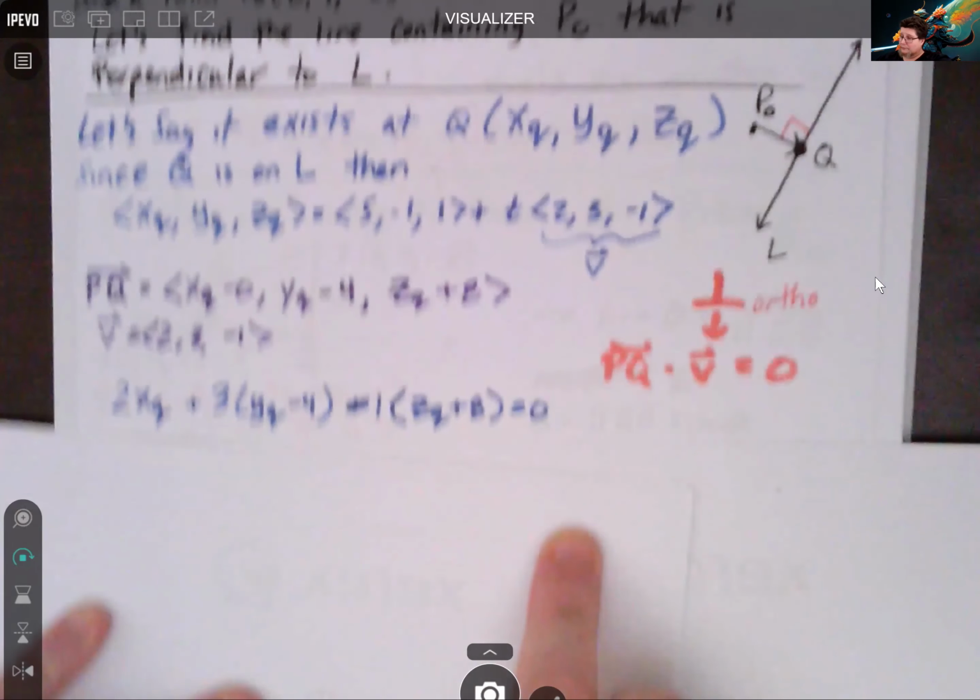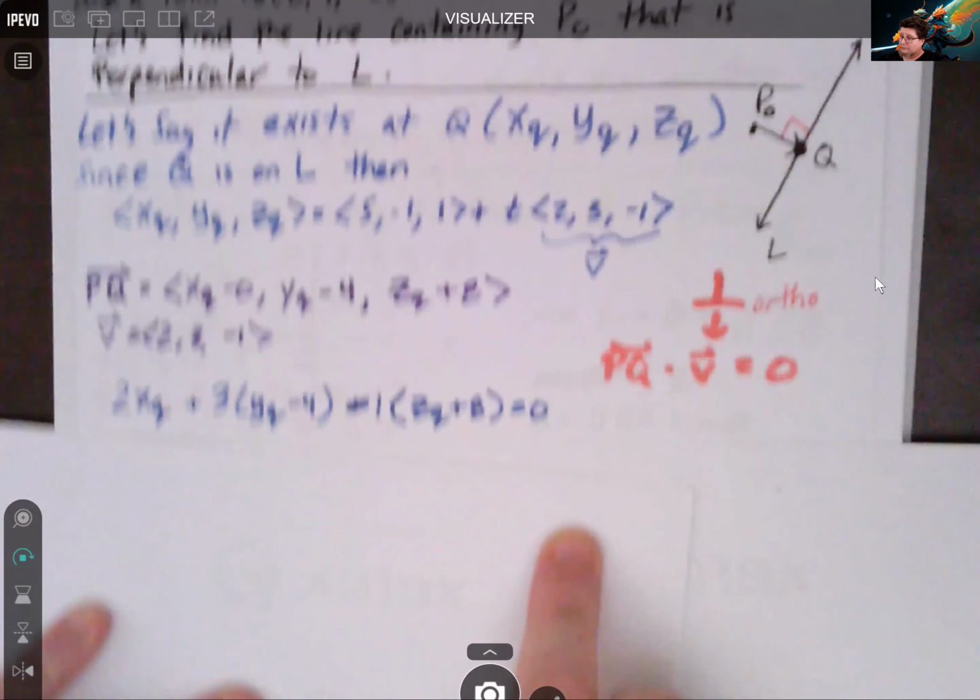So those are our 2 points now. We've got 0, 4, and -8 for P, and then Q is 7, 2, and 0. We know the vector for the line L is 2, 3, -1. That line is parallel to that vector.